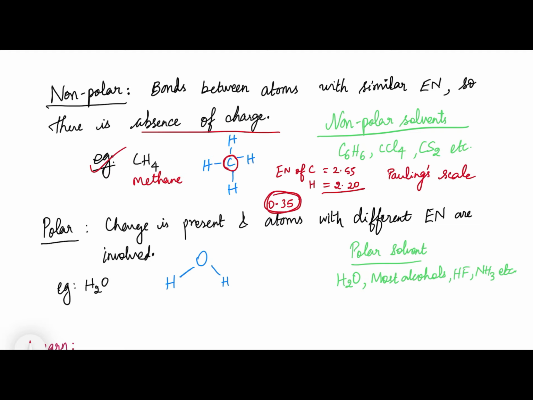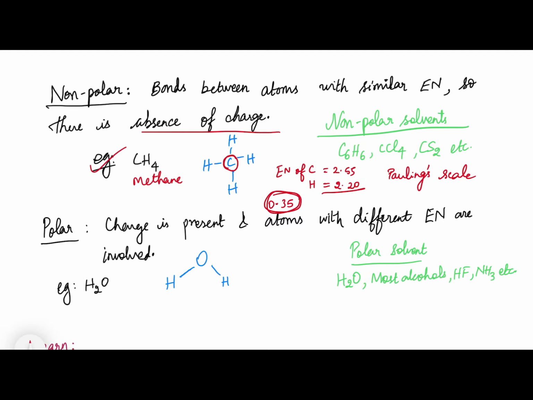If the electronegativity difference is quite large, then you can expect an atom to have a positive charge and another atom to have a negative charge. But here the electronegativity difference is very low, right? So what is going to happen? There is no charge over here. That is why this methane is non-polar.